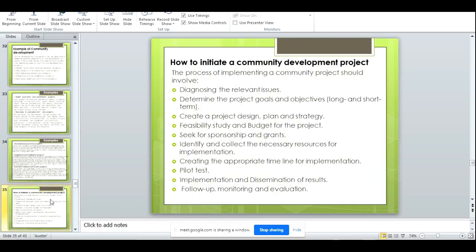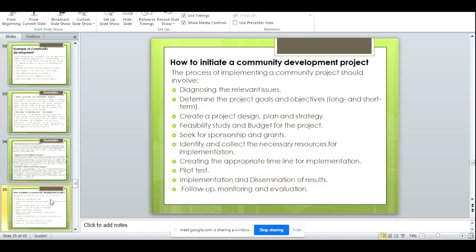So, how to initiate a community development project? The process of implementing a community project should involve diagnosing the relevant issues with the community members, to know which issues are relevant to the community. You have to determine the project goals and objectives. You should have long-term goals and short-term goals. You should not just do and go. Whatever you're doing should be able to help the community over a long time and should be maintained.